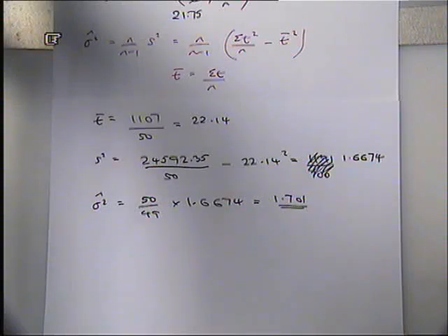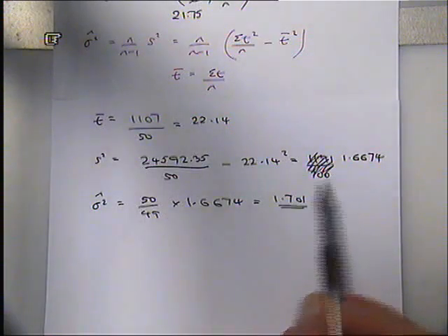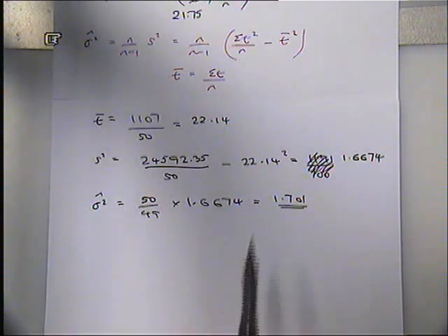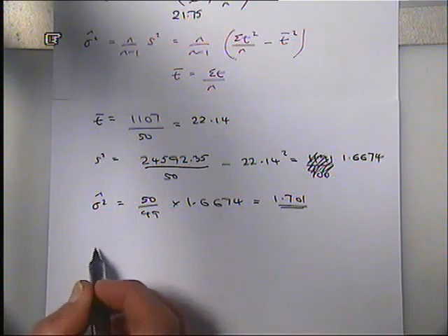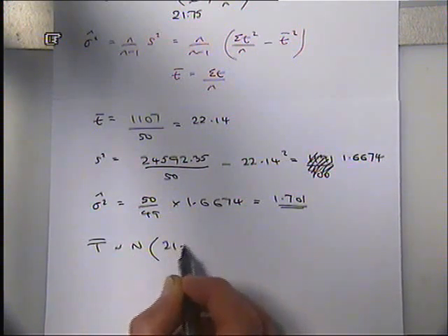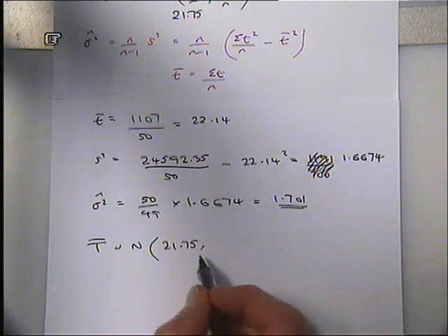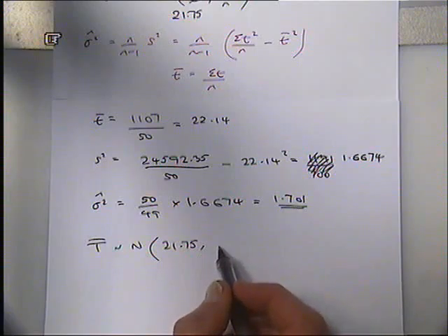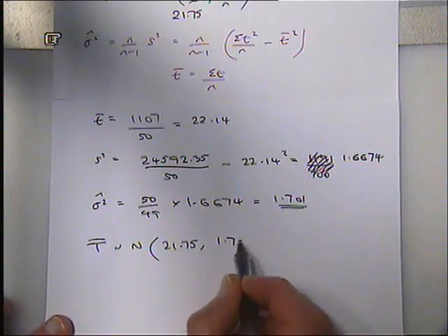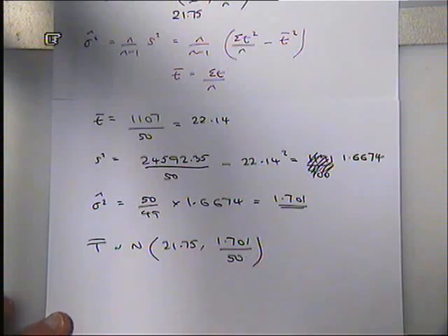Okay, so picking up from where we've gone on, we've worked out our value of t bar, worked out our value of s squared, worked out our value of sigma squared hat. So we're going to say now then that t bar is normally distributed. We are accepting the mean from the null hypothesis. And then over here we need sigma squared hat over n. So sigma squared hat over n. That is the distribution of t bar.